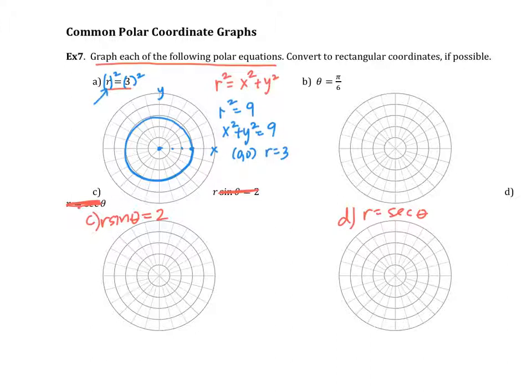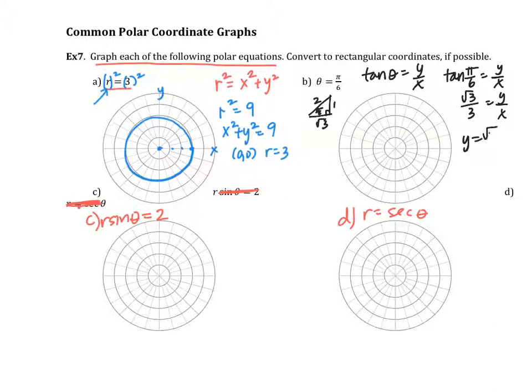For letter B, we have theta equals pi over 6. The only thing we know that involves theta is tan of theta equals y over x. So we're just going to plug in our theta, which is pi over 6. And now if you were to do your special case triangle, it would be 1, 2, root 3. So tangent of pi over 6 would be root 3 over 3, or 1 over root 3. If we isolate the y, we get root 3 over 3 x, which is an equation of a line.